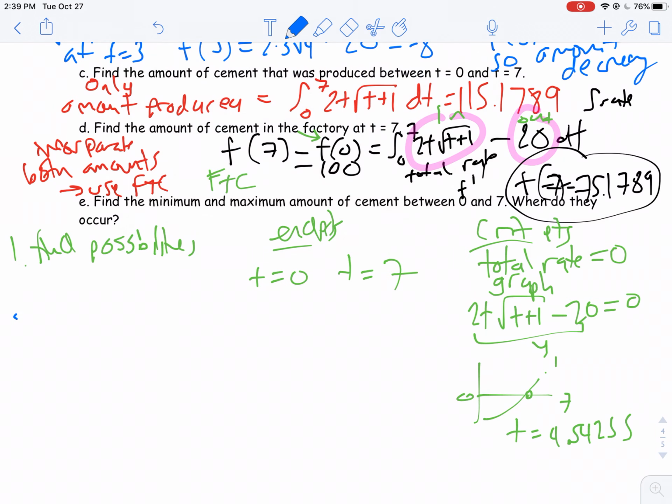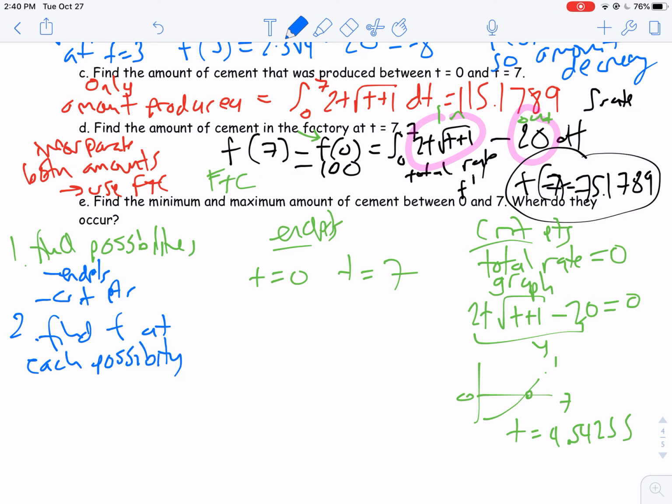Now for my second step, like always, and I hope you're getting the sense that all these problems are the same. Because when you're finding any kind of max or min, you always follow the same steps. You find your possibilities, the endpoints, the critical points. And then all you need to do is just find f at each possibility. Now, of course, here to find f at each possibility, again, we're going to have to use the fundamental theorem. Because what I have is a rate. I don't have an equation for f, so I need to integrate the rate to get back to f.